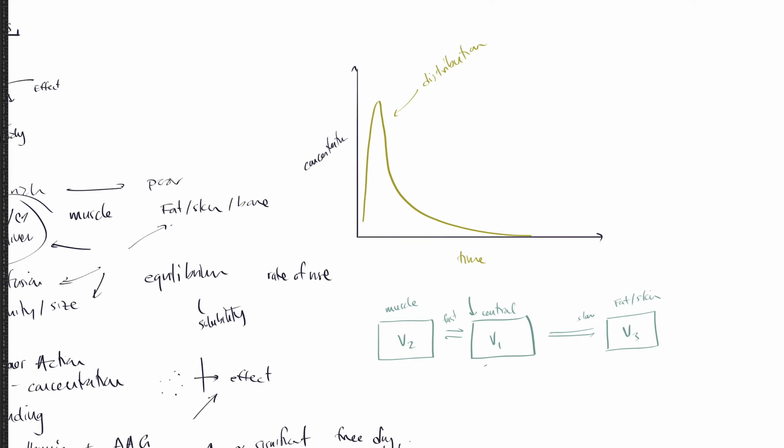Then, once it redistributes, we enter the second phase, which is elimination, or some people say beta phase. And so what will end up happening is that all that drug that moved into these other tissues will now move back into the central compartment as this central compartment is cleared. So this is clearance. And what ends up happening is that clearance can only clear drug from the central vascular space, essentially, because that's where your organs for liver and kidneys have access to.